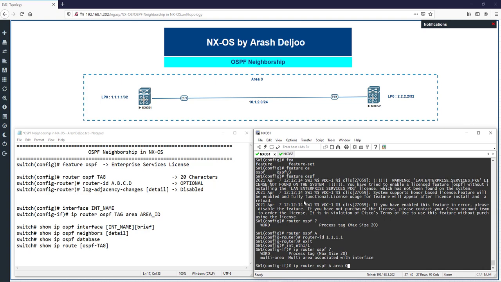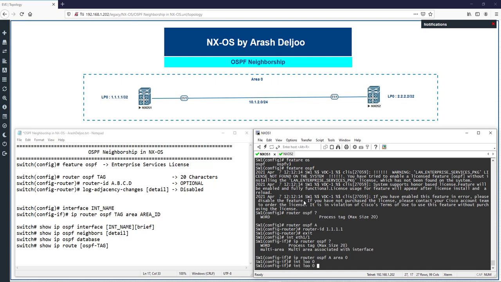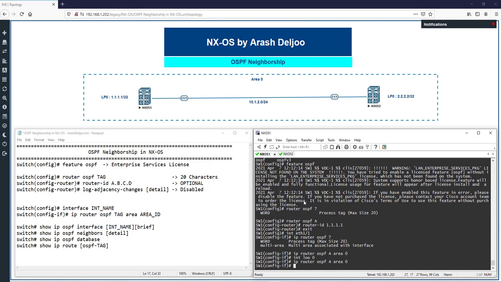ip router ospf A is now enabled on this interface, and also we should enable OSPF on interface loopback 0, ip router ospf A area 0. This is the configuration of OSPF on switch 1. Let me show you some details about this configuration. First, show ip ospf interface brief.